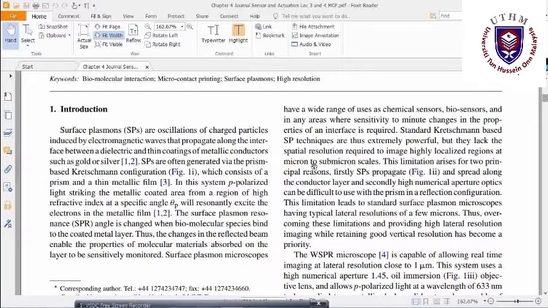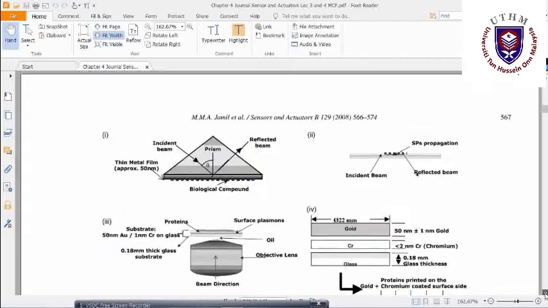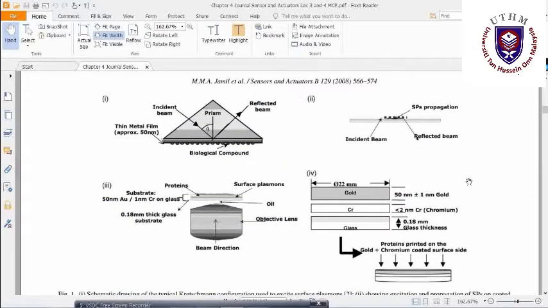But the problem with the standard Kretschmann configuration surface plasmon is that the energy decays on the surface because of the charging of electrons. After a while, you will find there is a limitation in the prism based system, because the surface plasmon oscillations spread along the conductive layer. But in the wide field surface plasmon, we have a different setting.